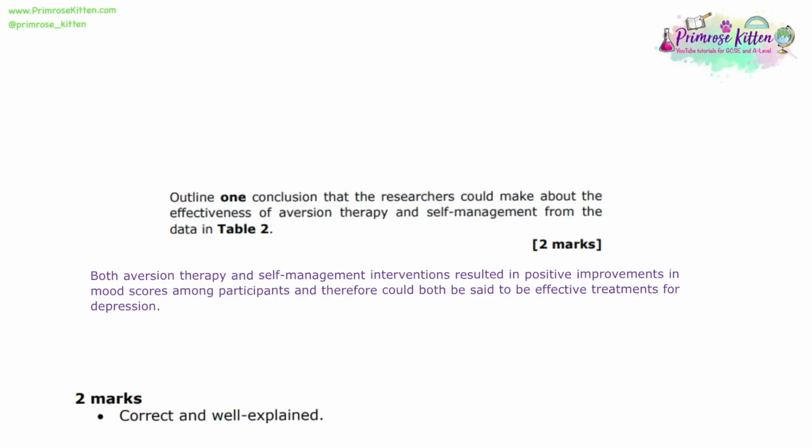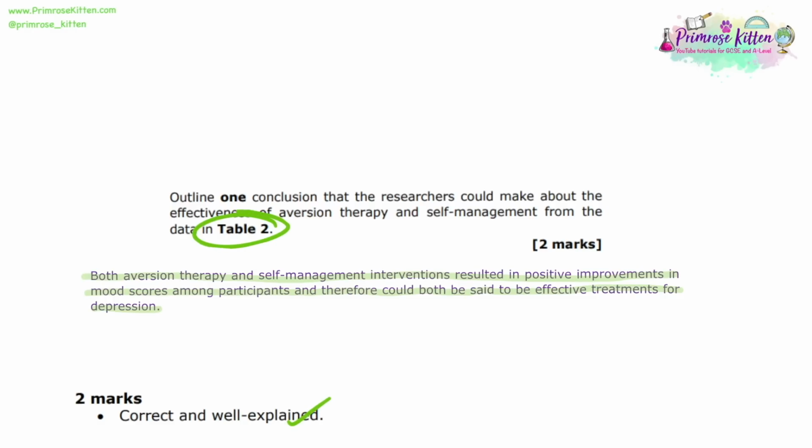Here is a model response. Both aversion therapy and self-management interventions resulted in positive improvement in mood scores among participants and therefore could both be said to be effective treatments for depression. The answer provides a really clear and concise conclusion based on the data presented in Table 2. It's clear that the results have been understood and effective interpretation of them has taken place.